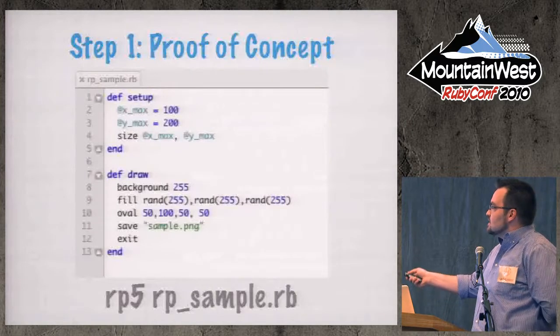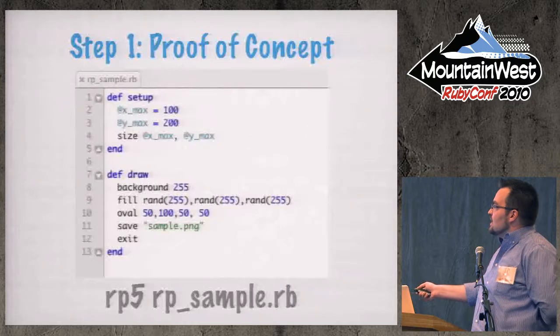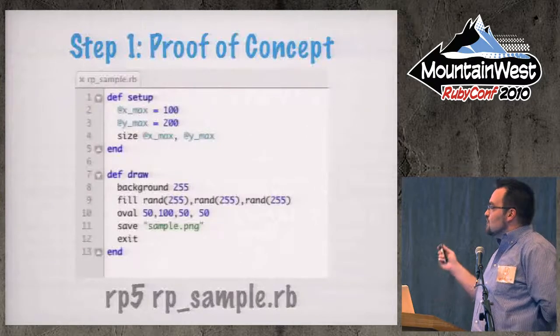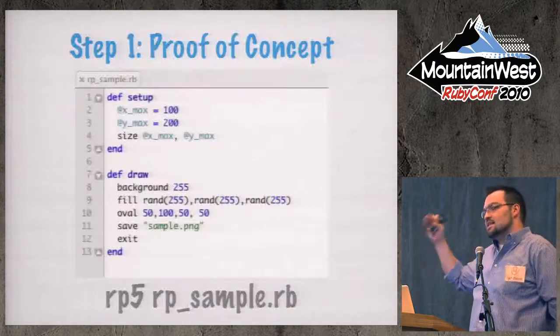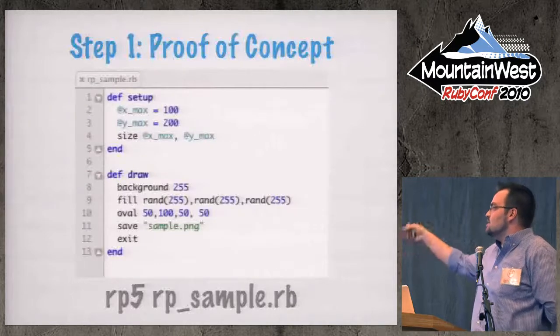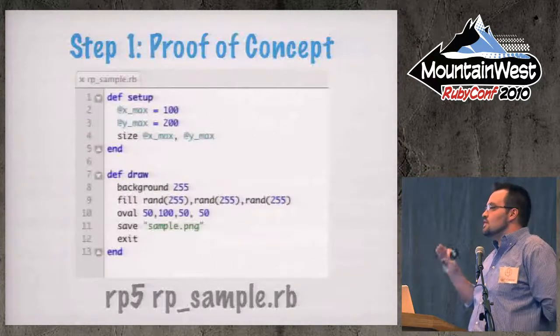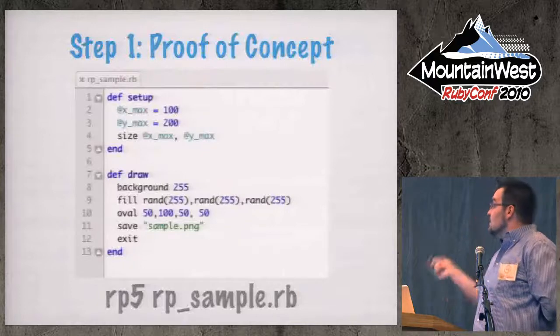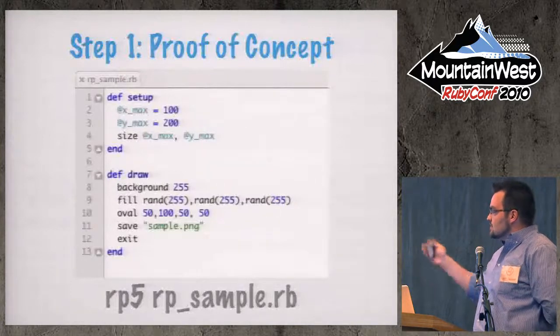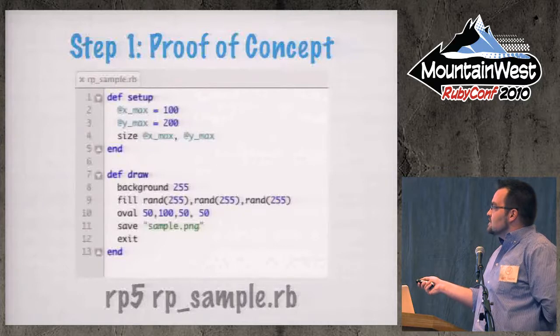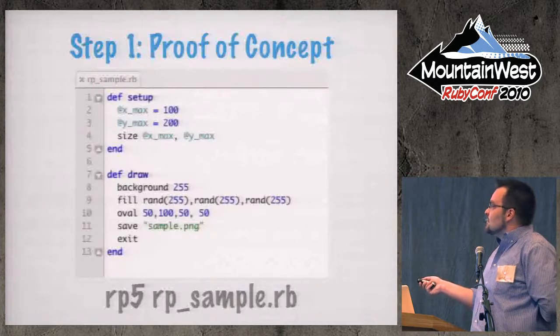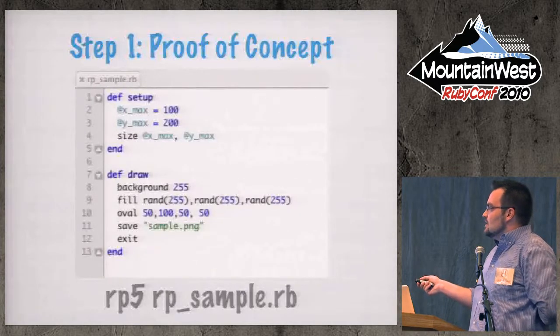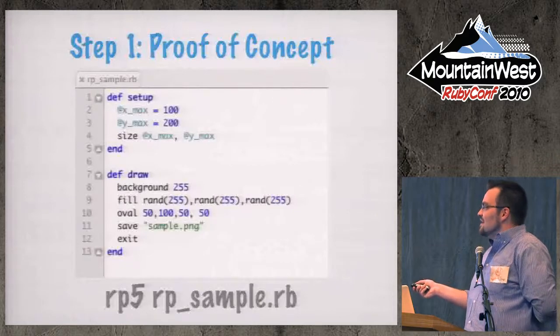You can see here, in the setup, size is how we set the window size, and then in the draw, I'm setting a white background. I'm picking a fill color that's random. The style of processing is kind of declarative, so you say background, and you don't say window.background. It's not really an object-oriented syntax. So you say background, then you set the fill color, then oval draws a shape, and save just saves the file. It's a little bit magical, some might say, about the file name.